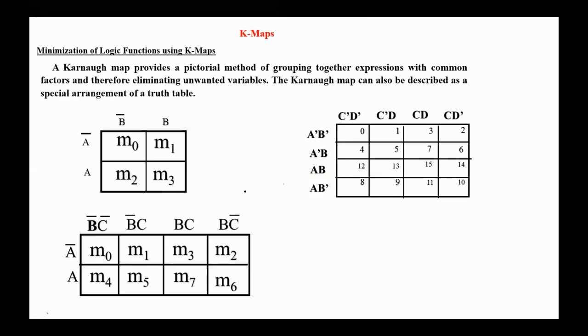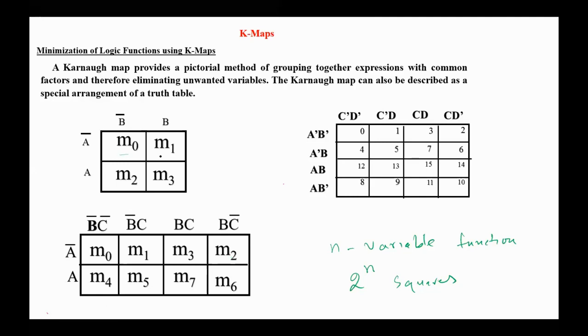The number of squares in the K-map equals the number of min terms. So if we have an n-variable function, then the number of squares is equal to 2 to the power n. For two variables, we have 4 squares, for three variables 8 squares, as you see here. For four variables, we have 16 squares, etc.